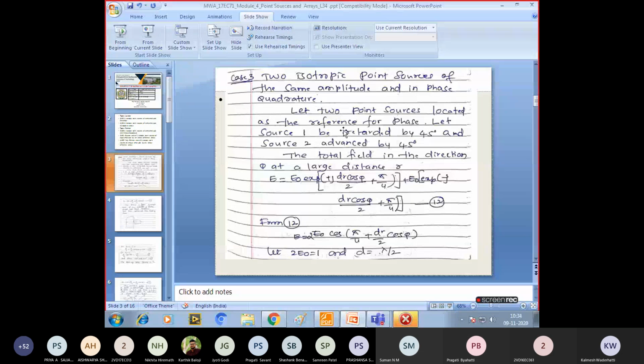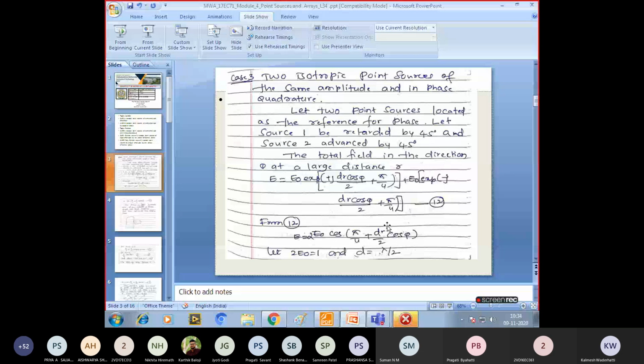Therefore, simplify this equation by taking E naught outside, and multiply and divide by 2. You will get the simplified equation E equals 2 E naught cos of (pi by 4 plus d r by 2 cos phi). What is d r?